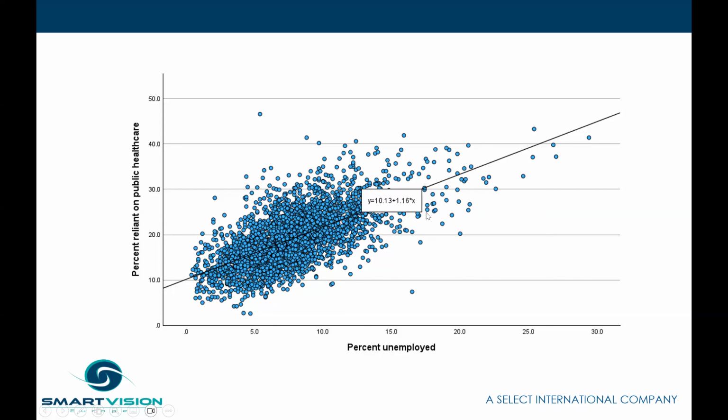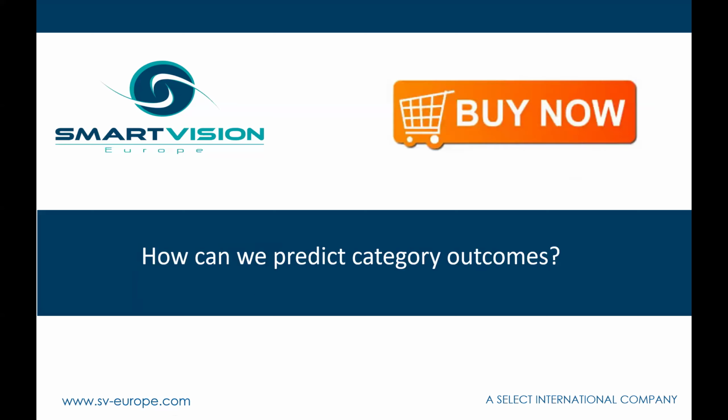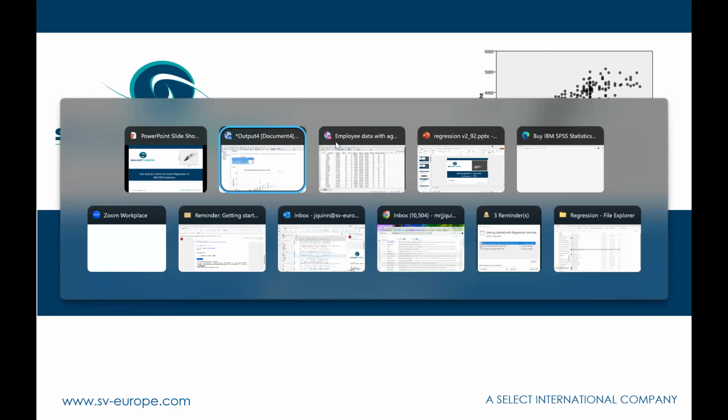So that is effectively the equation for the regression model. We don't know at this stage for this particular model what the R square value is. We don't know how strongly it relates, but I can tell by looking at the chart that it's going to be reasonably strong, a pretty strong linear relationship that we're looking at there. Okay. Let's look at a demo of linear regression then in IBM SPSS Statistics. Let's jump out and see how we do it.